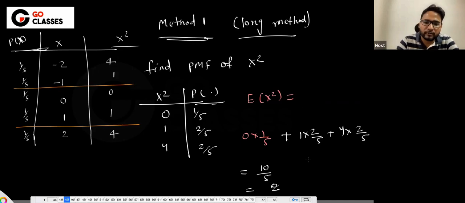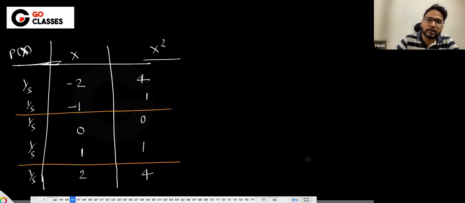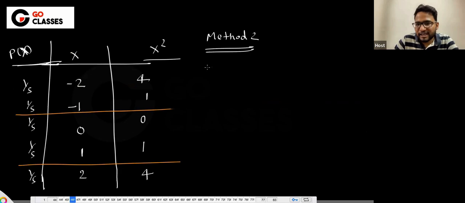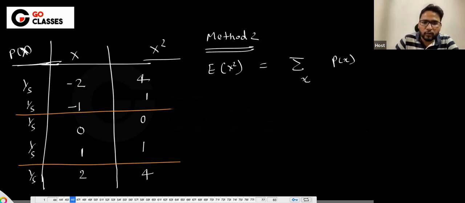Let's just do it another way. This is the one straightforward way, but it is a long way. Let's do it in another way, method 2, which is the expectation of g(x), or the expectation of x square, using the distribution of x only. You want to find the expectation of any function, maybe g(x). If you want the expectation of g(x), it is g(x). If you want the expectation of x square, it is x square.